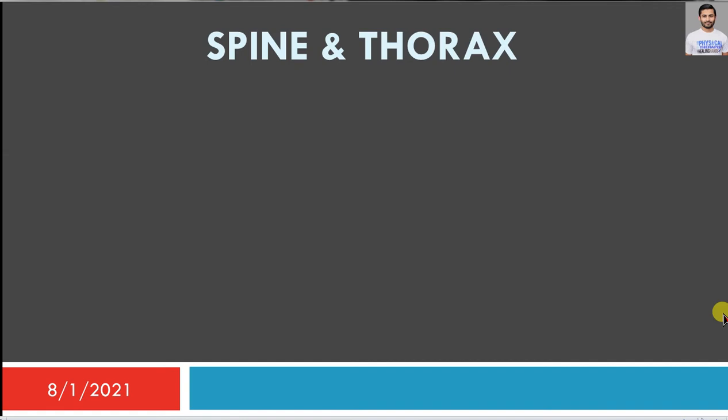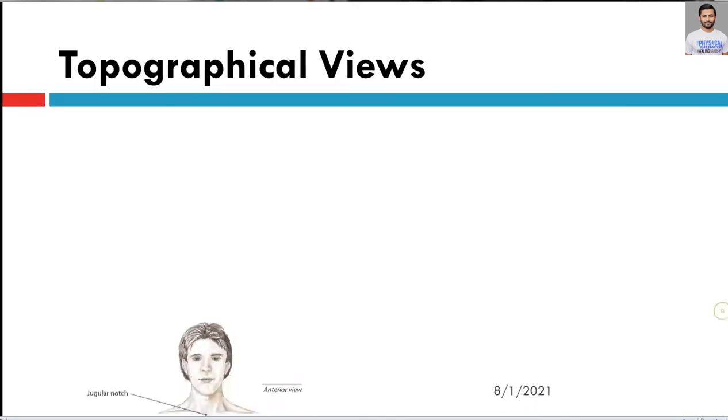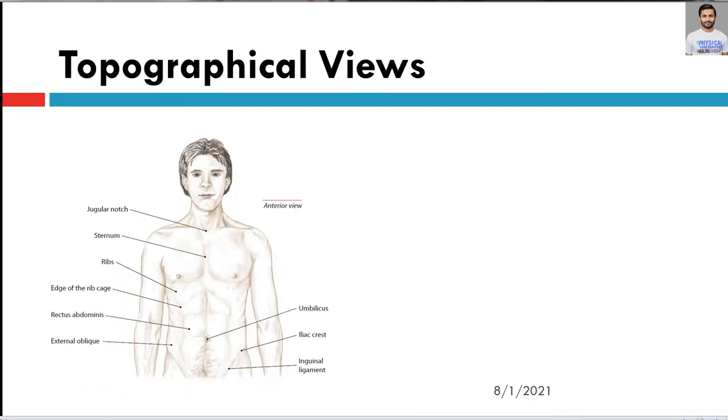Today we'll be discussing how to palpate spine and thorax. We'll start with the topographical views. On the anterior side, you can see the most prominent part in the midline is the jugular notch, the sternum, the pectoral region, the ribs, the cartilage margins, rectus abdominis, external oblique, umbilicus, iliac crest, and the inguinal ligament.